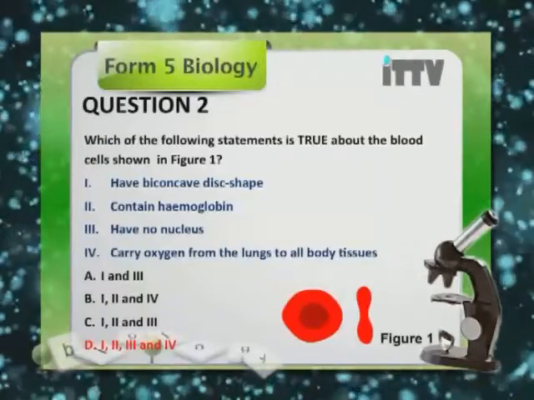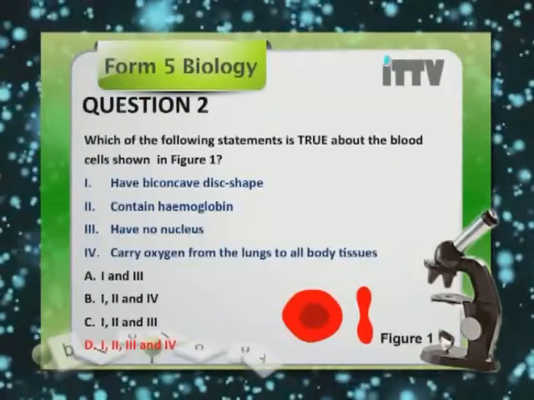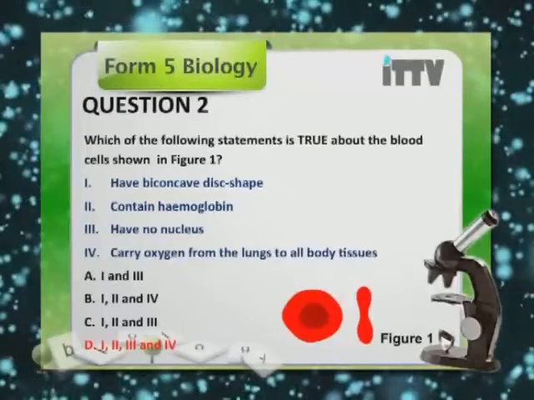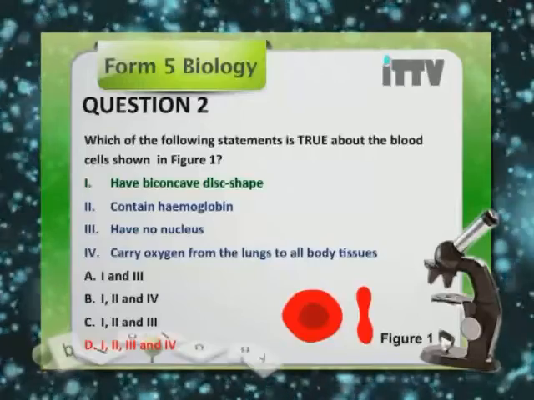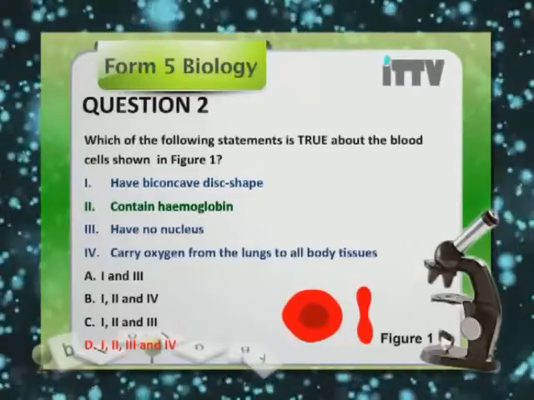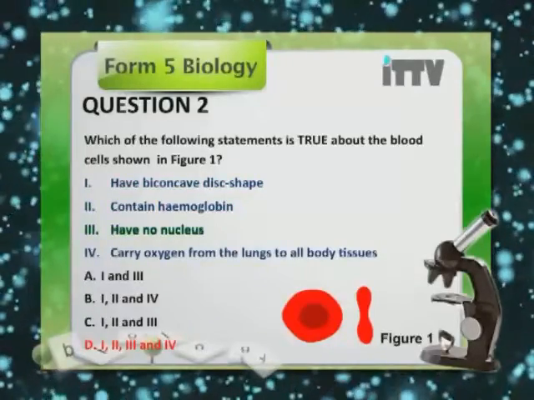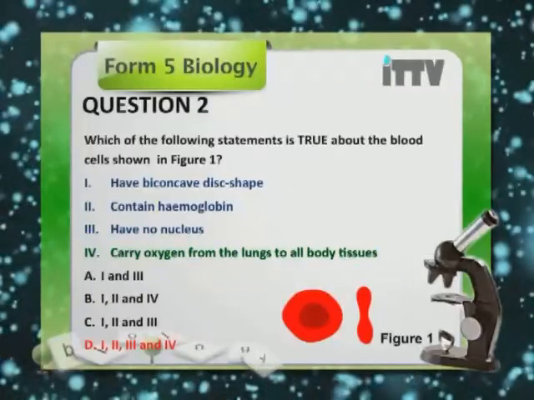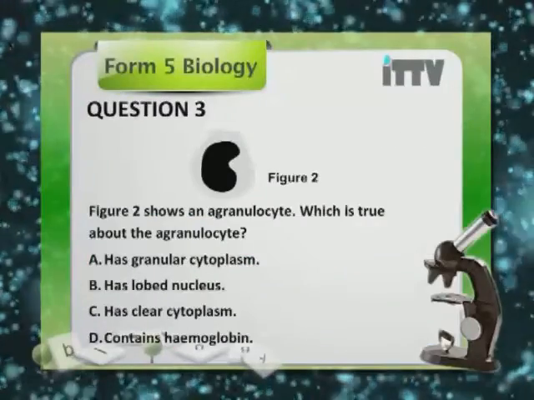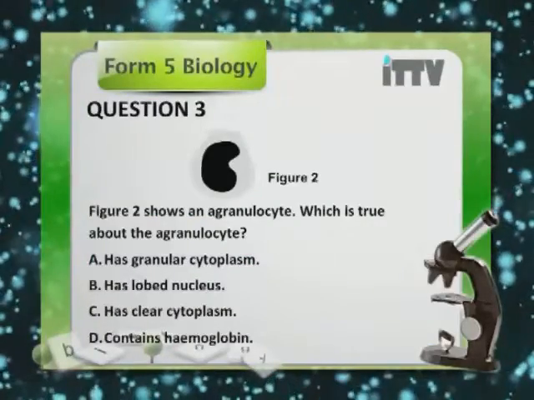The answer is D. The above diagram refers to a red blood cell or an erythrocyte. An erythrocyte does have a biconcave disc shape, and it contains hemoglobin, hence no nucleus, and it aids in carrying oxygen from the lungs to all body tissues. Now we take a look at question number 3.